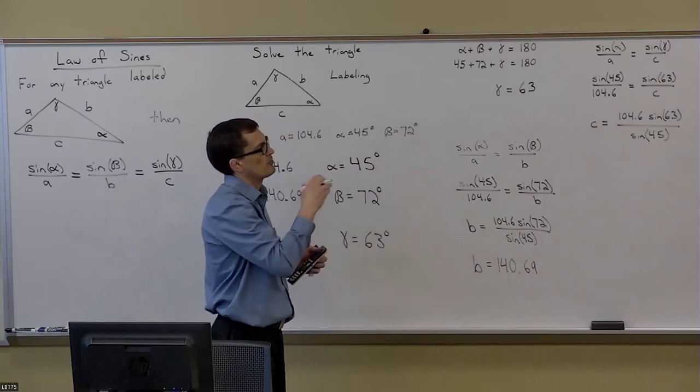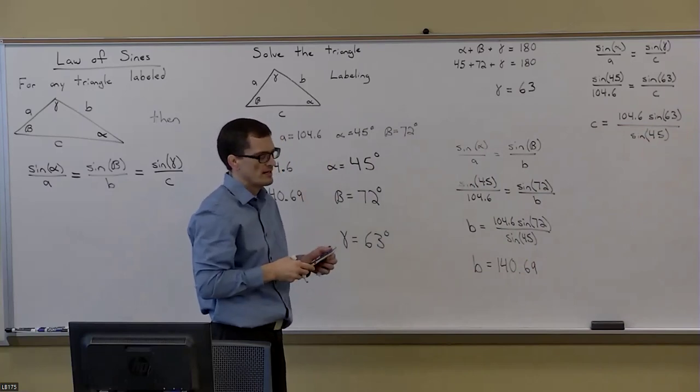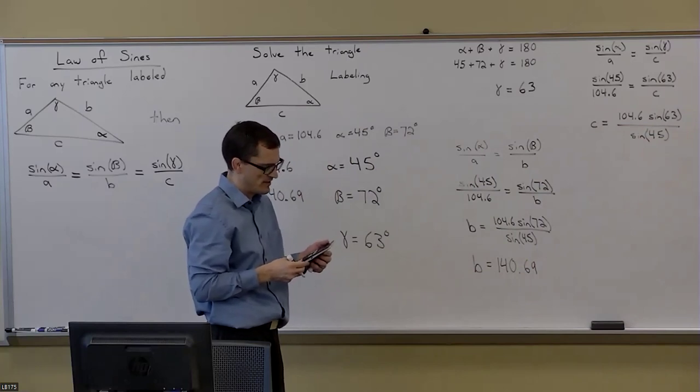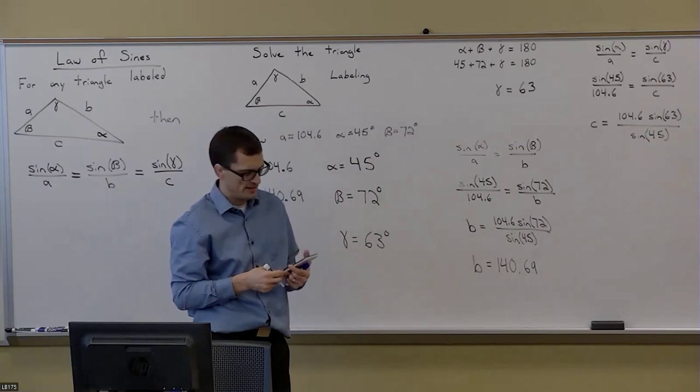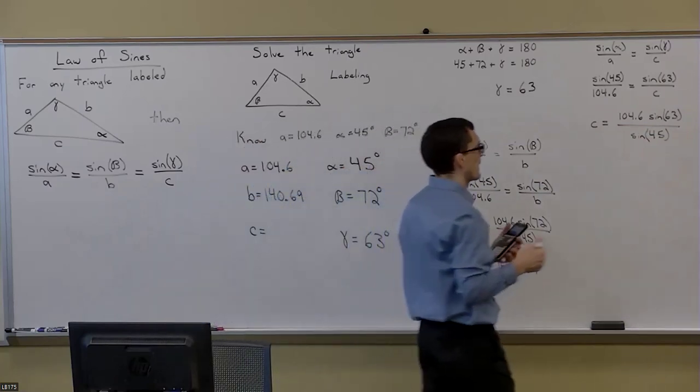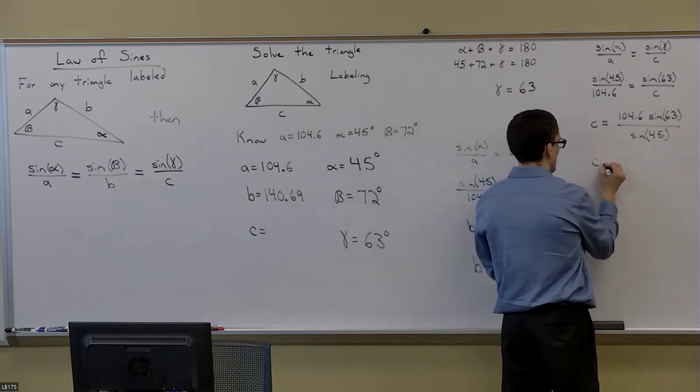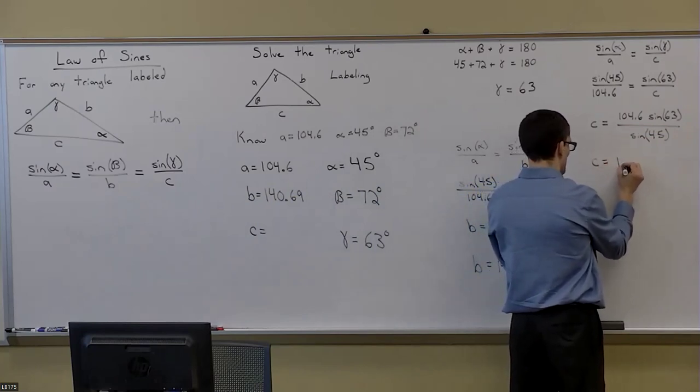So after all the processing, C comes out to be 104.6 times the sine of 63 divided by the sine of 45. And that gives me a value of C, which is 131.80.